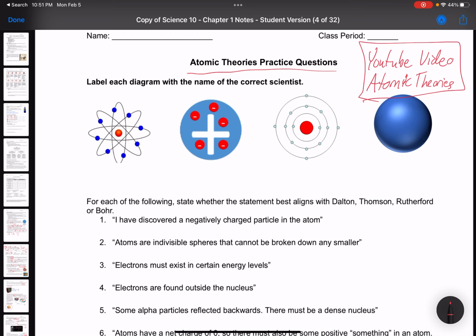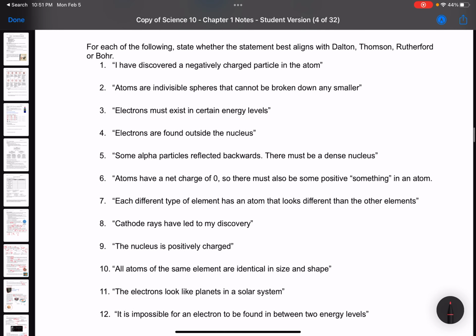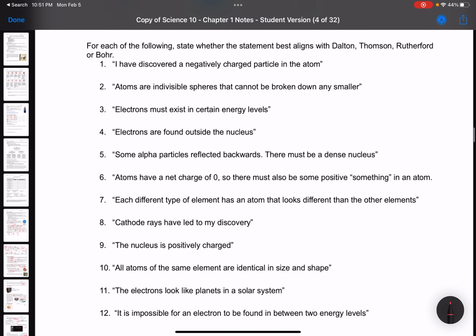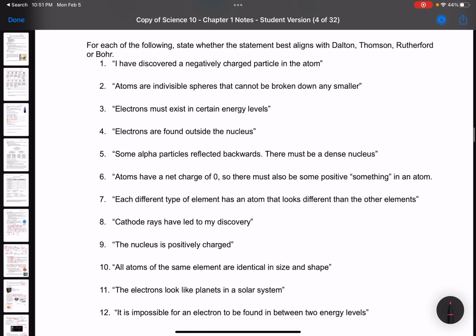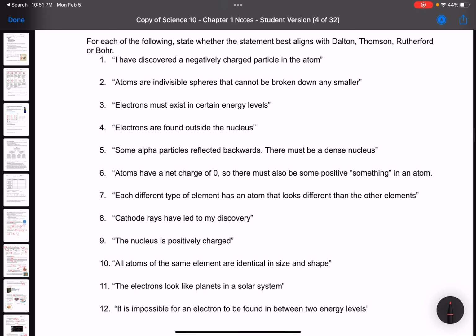Okay, and then come back, and I'd like you to first label each of these diagrams as to which scientist you think each of these 4 diagrams best represents. Then you're going to look at these questions, and you're going to say, these are all quotes from scientists. Now, they're not actual quotes, they're quotes that I've made up, things that I think they would have said based on their beliefs. So when you read each one, just write down which scientist would have said that. And even if you want to just put D, T, R, or B, that's fine.